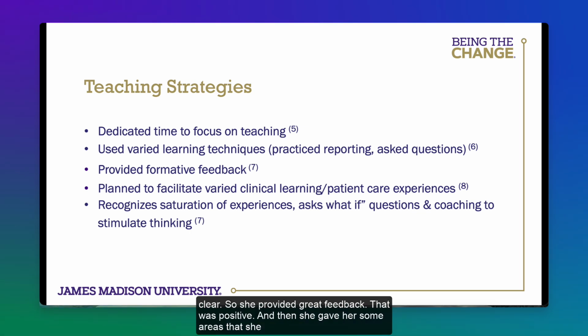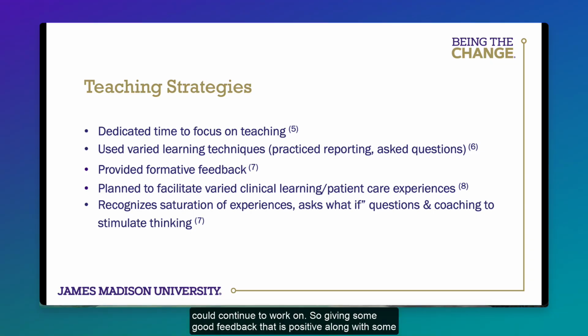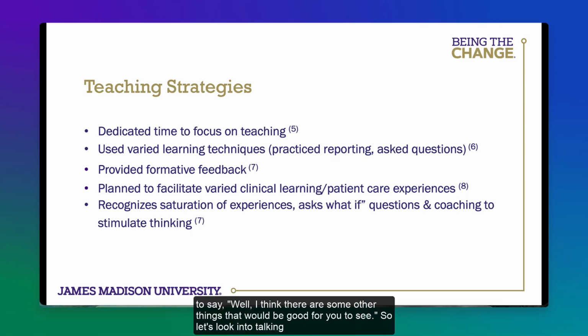So she provided great feedback that was positive, and then she gave her some areas that she could continue to work on. So giving some good feedback that is positive along with some opportunities for improvement are important. Then the preceptor started to say, well, I think there are some other things that would be good for you to see. So let's look into talking to the charge nurse and maybe getting you a different kind of assignment.